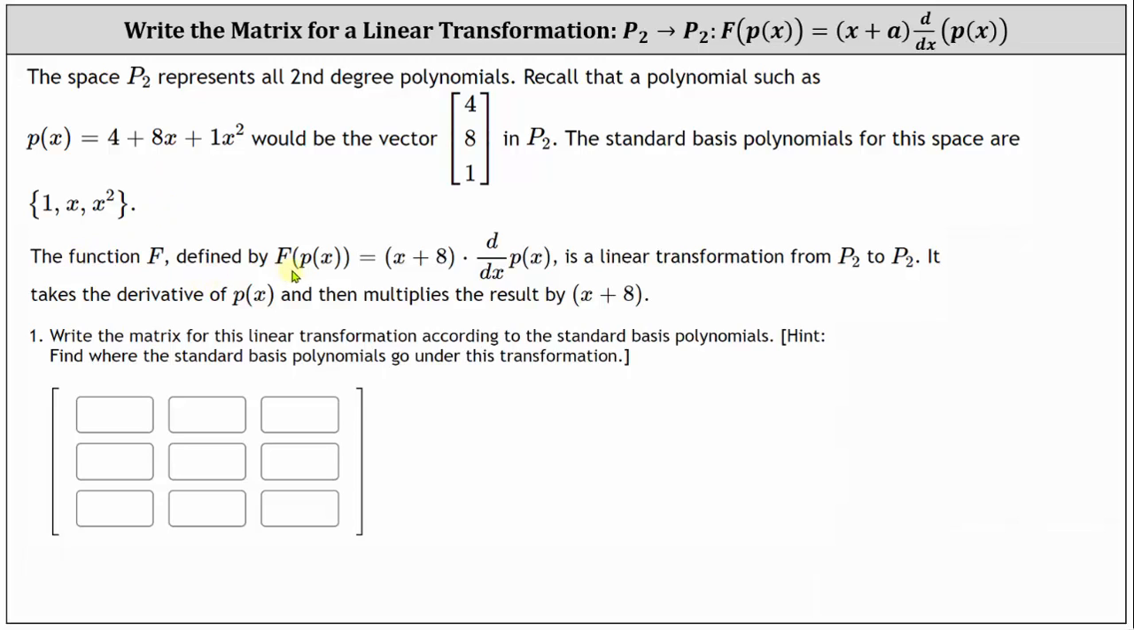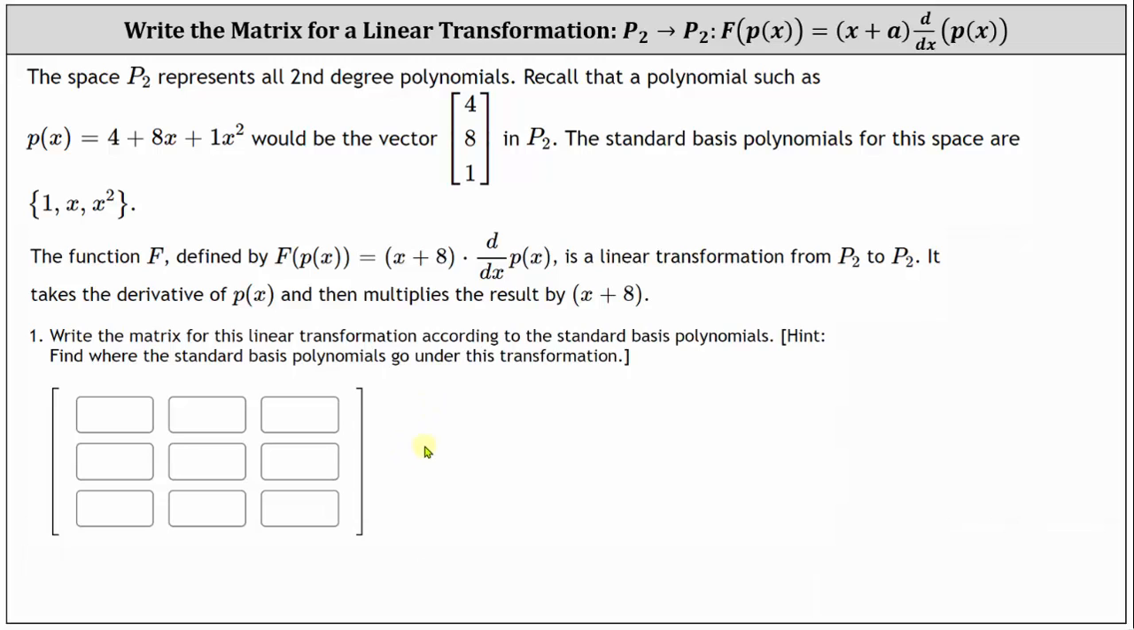The function f defined by f of p of x equals the quantity x plus 8 times the derivative of p of x with respect to x is a linear transformation from P2 to P2. It takes the derivative of p of x and multiplies the result by the quantity x plus 8. We're asked to write the matrix for this linear transformation according to the standard basis polynomials, which means we want to determine the transformation matrix.